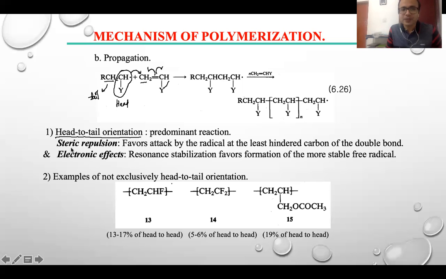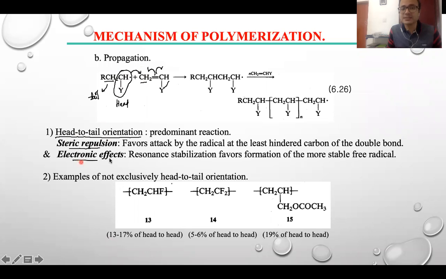Okay, so that is actually decided by these two factors, that is the steric repulsions as well as the electronic effects. Okay, so these are the two basic factors that is actually determining the addition happening in the head to tail fashion. So this particular head part is a little bit bulky, so it will try to add on to a place which is not bulky. So CH2 with no substituent attached is less bulky, so that is why this head to tail orientation is favored.